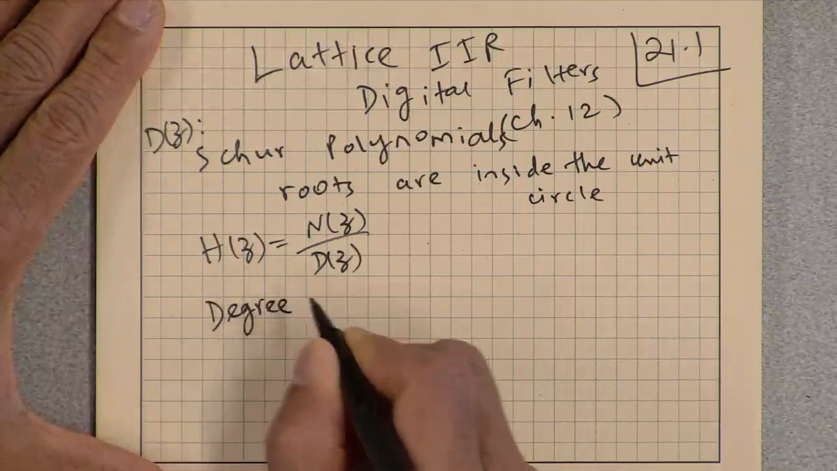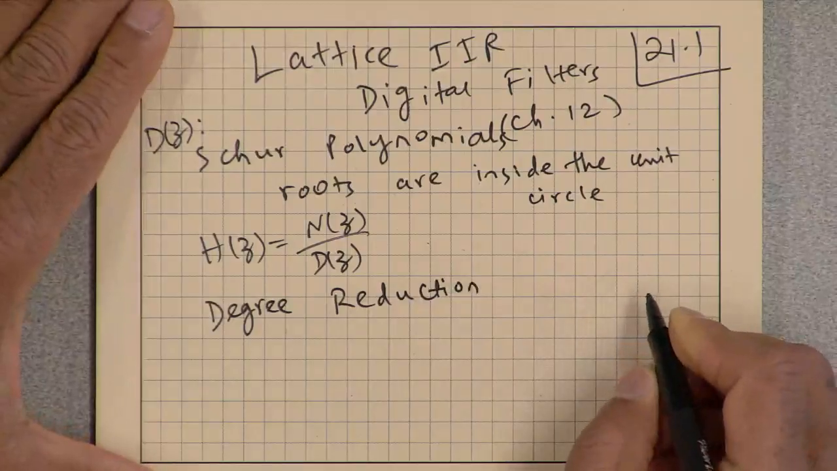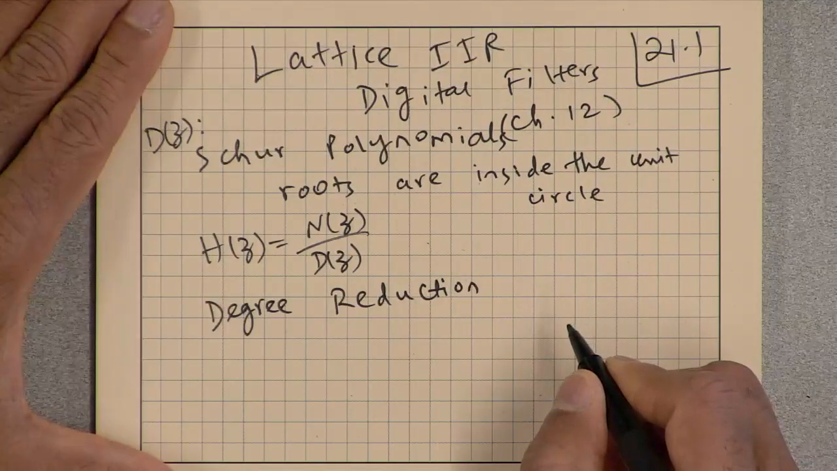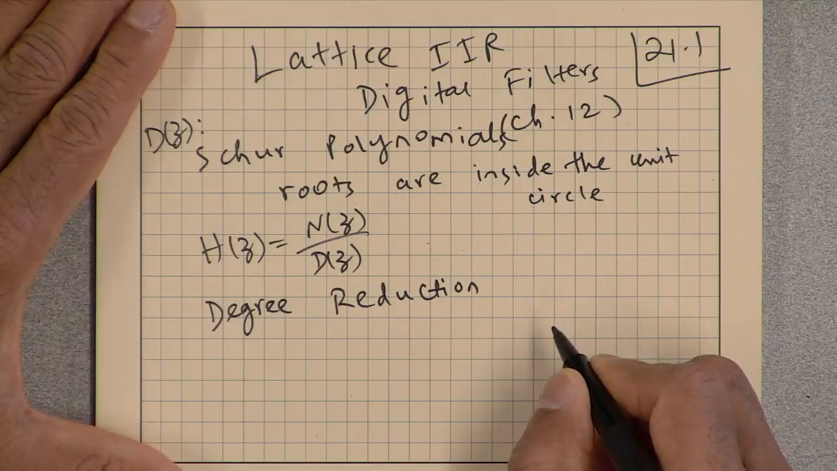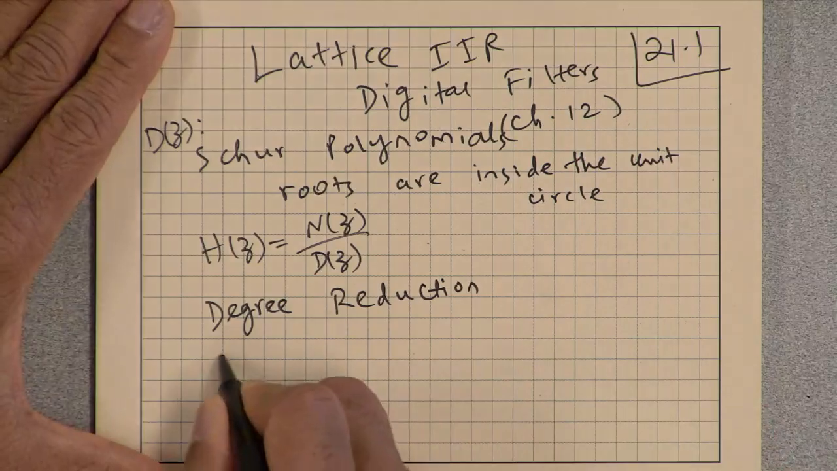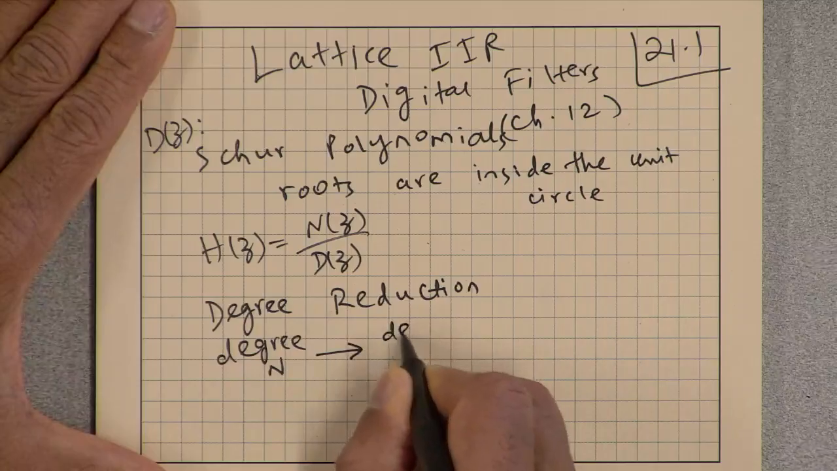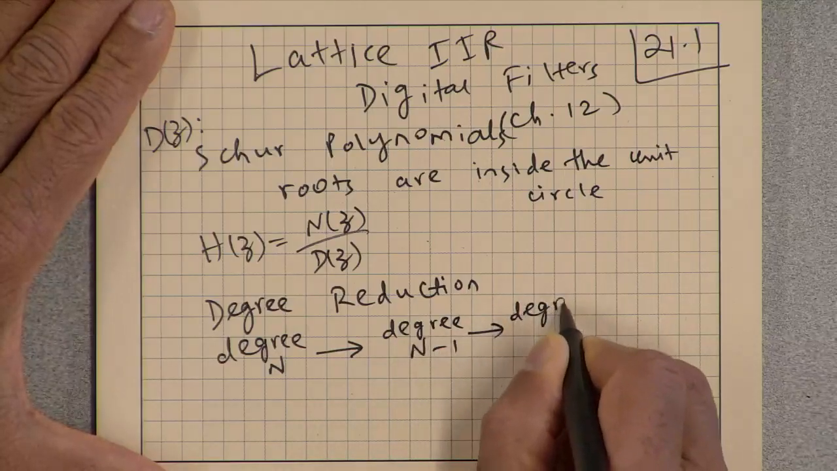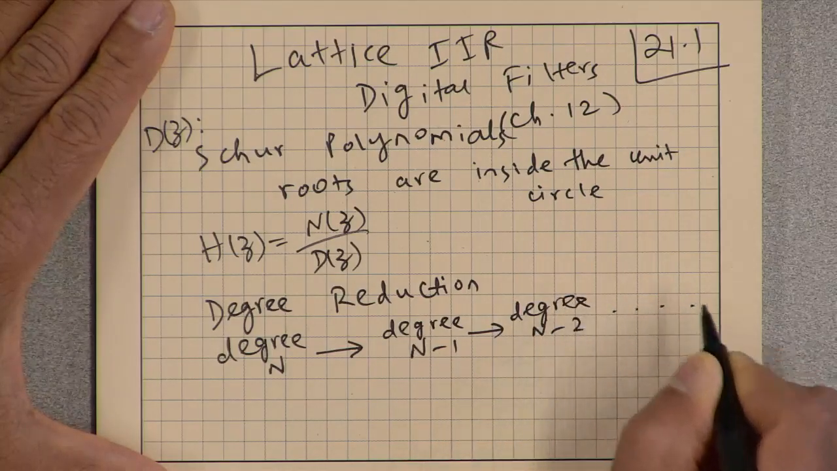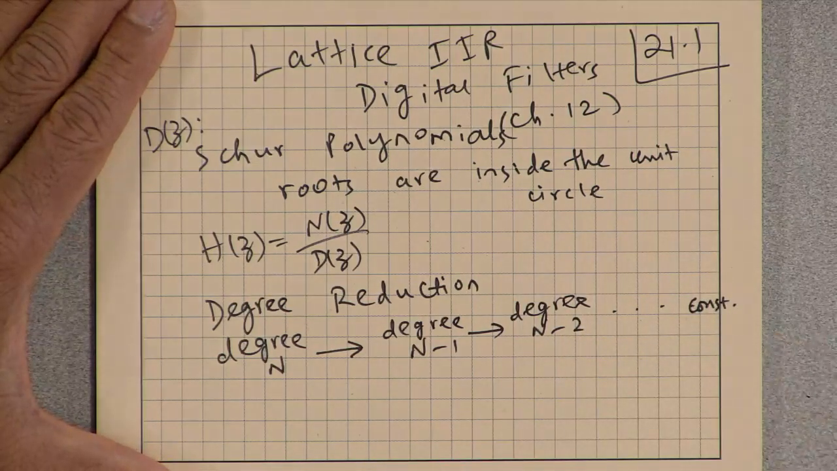So we'll talk a little about these polynomials, and then the key part of designing these filters is the process of degree reduction. That means if we start with a degree n polynomial, then we reduce that to degree n minus 1, then degree n minus 2, degree n minus 3, etc., all the way down until a constant term. So at the end, we will have a polynomial with just one constant term.